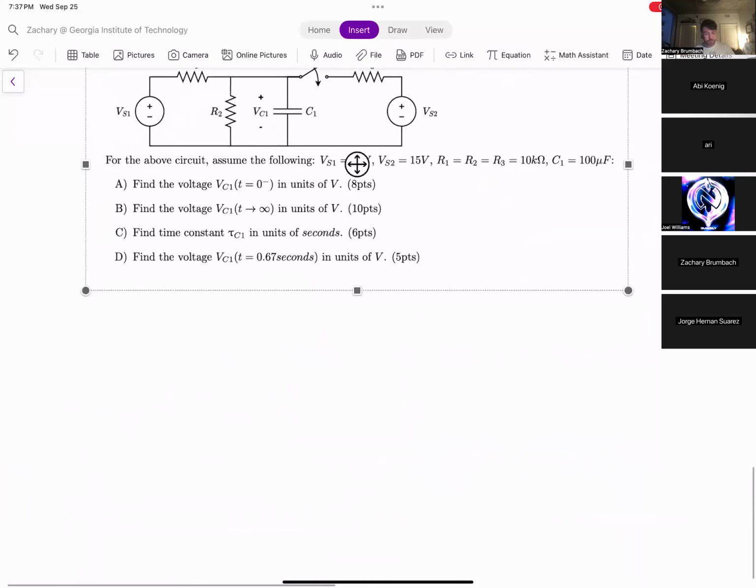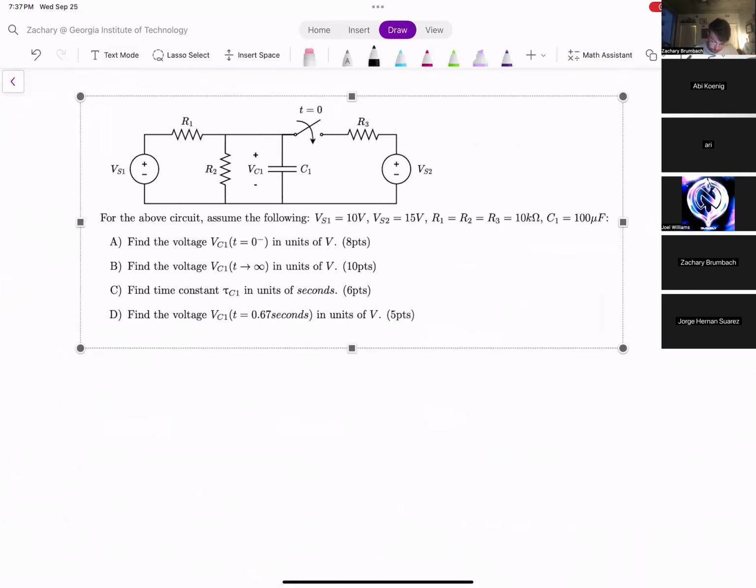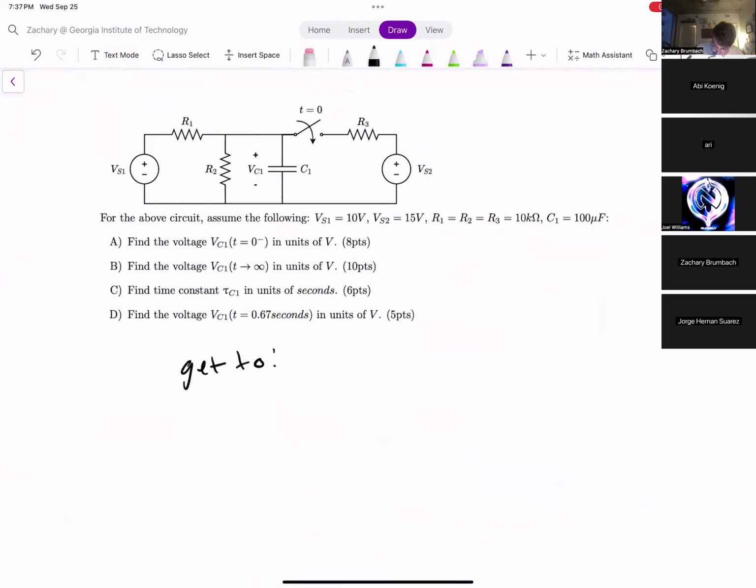I just think reviewing the process as a whole is helpful since it captures a lot of things we've learned, and it still confused me when we first did it. No, absolutely. So you'll usually see it in a form that looks like this. And what this is asking you is to get to the eventual solution, which is V Thevenin minus V T naught minus V Thevenin, e to the negative T over R C.